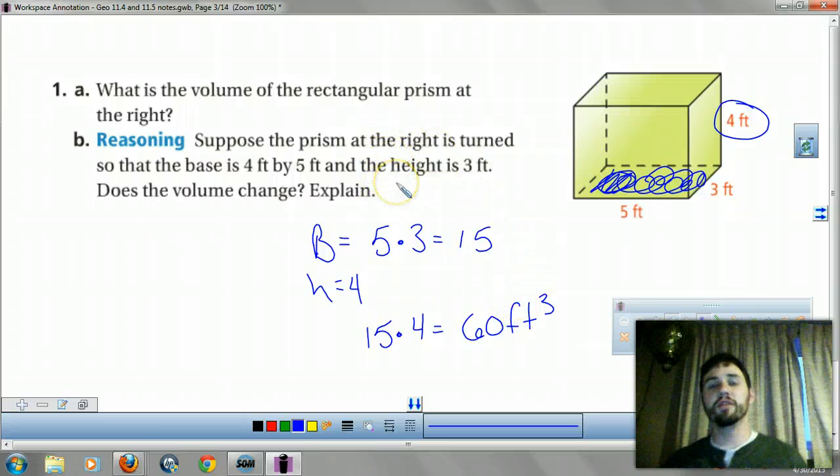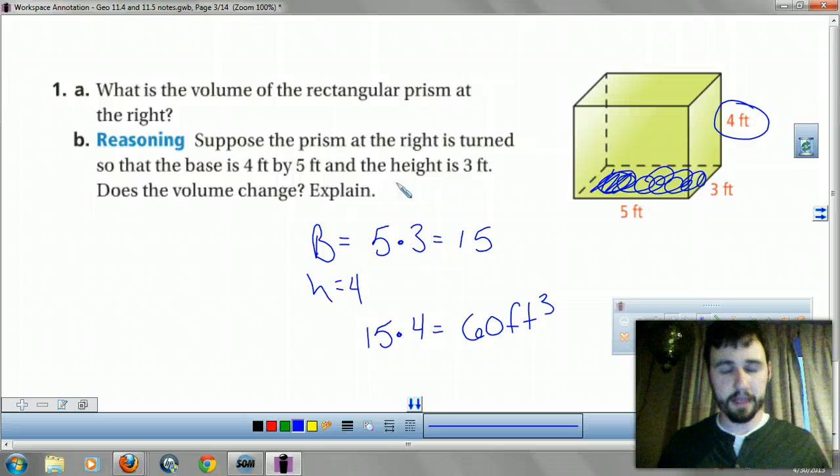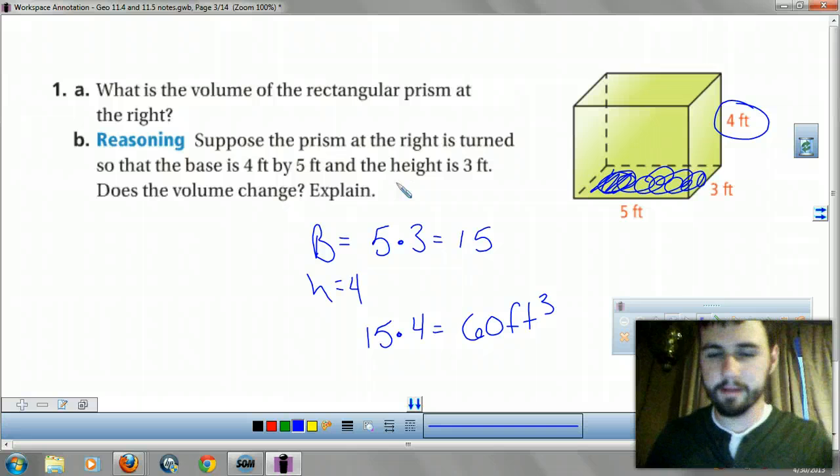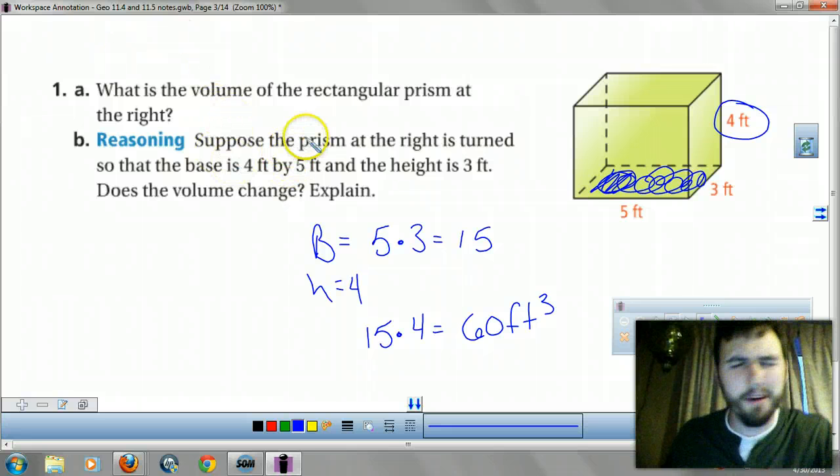Suppose we turn the box. Will the volume change? No, it's the same box. So, no.